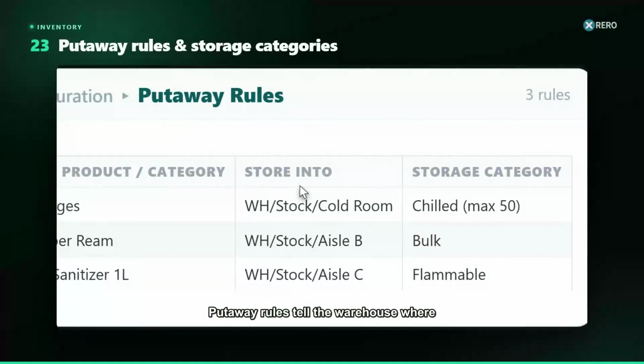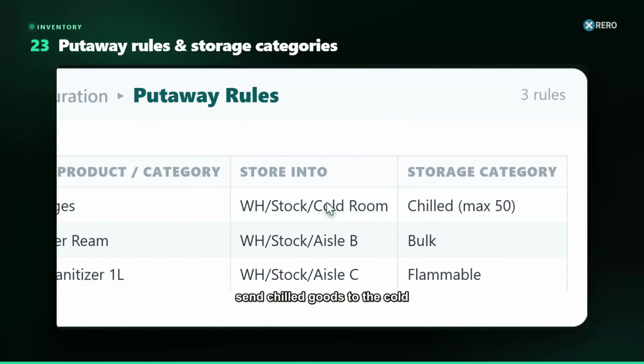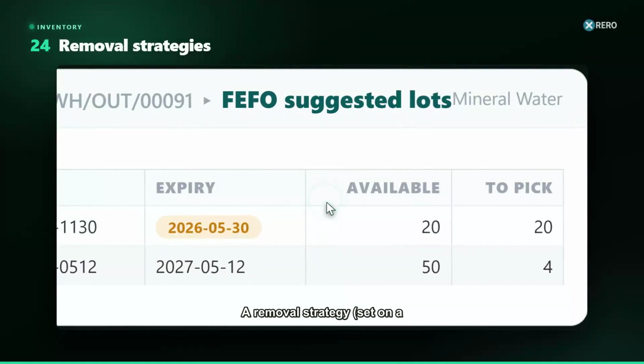Put-away rules tell the warehouse where to store an incoming product automatically. Send chilled goods to the cold room, heavy items to ground-level racks. A removal strategy, set on a location or category, decides which units leave first when you deliver.